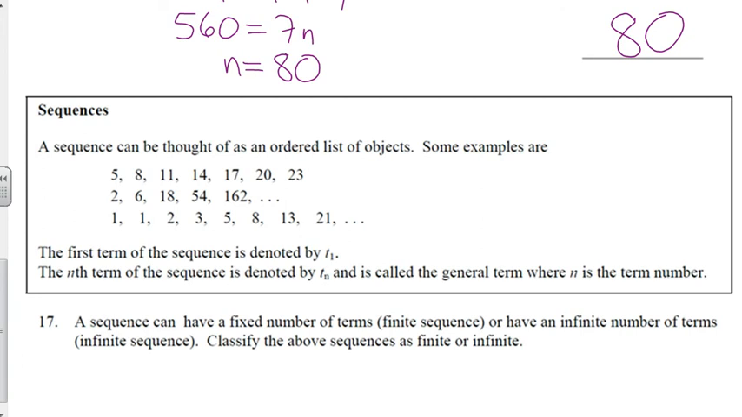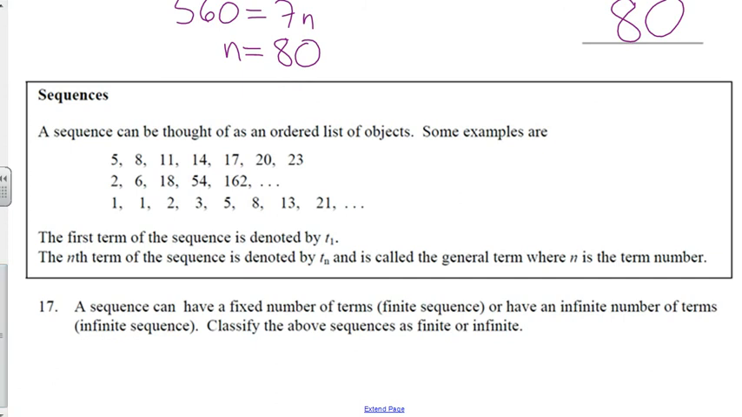A sequence can have a fixed number of terms. That's finite. So this one ends, right? 5, 8, 11, 14, 17, 20, 23. Or it can be infinite. This one says 2, 6, 8, 54, 162, and the 3 dots. The technical name for which is? Anyone? Ellipsis. So that means that it keeps going, right? And so on, or just keep going with the same pattern. So if you're going to use those 3 dots, you have to give enough information for somebody to figure out the pattern.